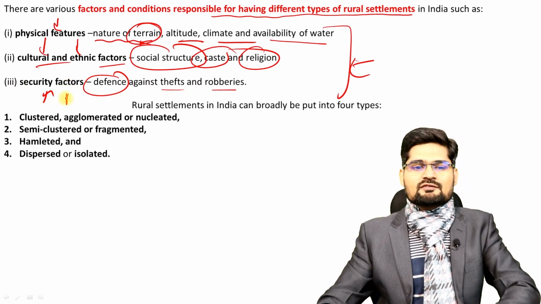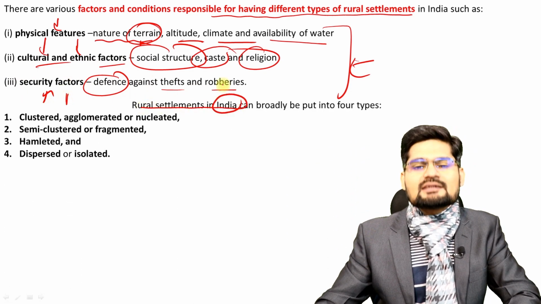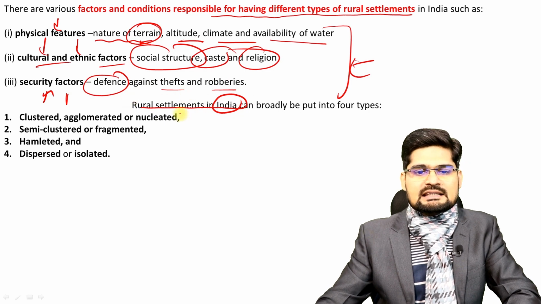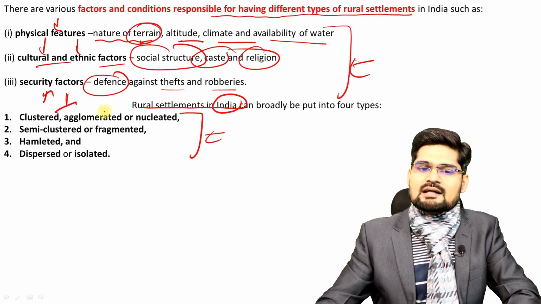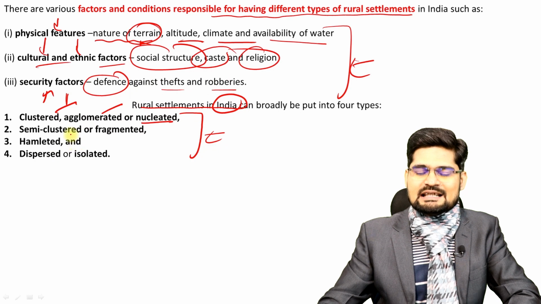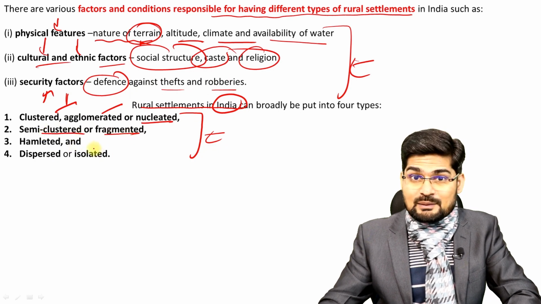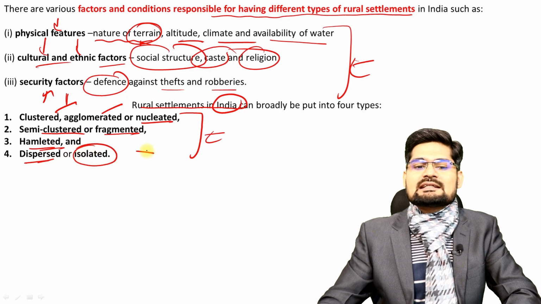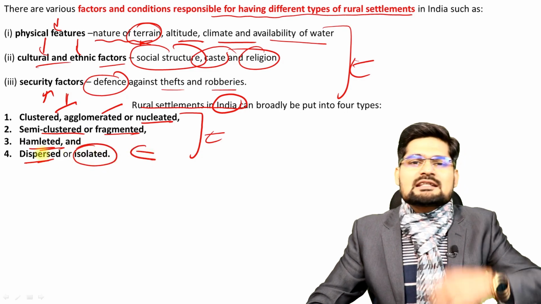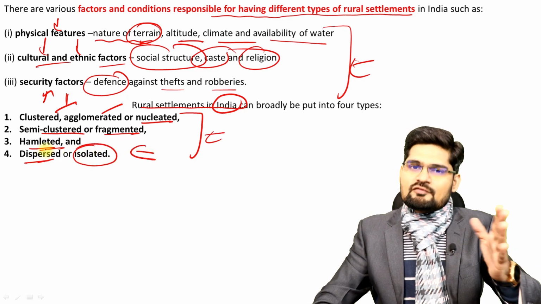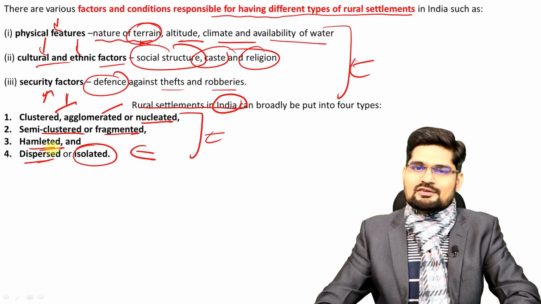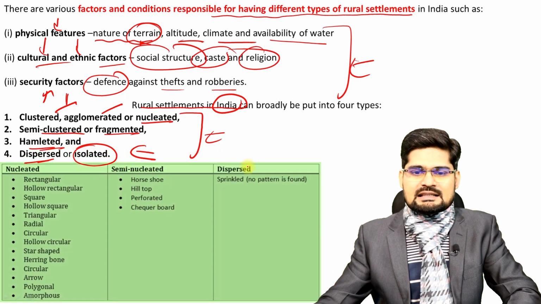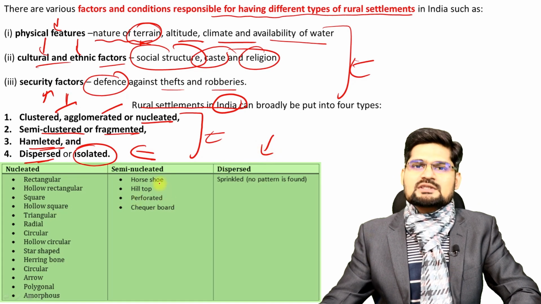Right? Then further, if you observe, rural settlements in the Indian context especially will have these kinds of settlements: clustered, agglomerated or nucleated, we say. Then we have semi-clustered or fragmented settlements. Then we have hamlets. Then you have dispersed or isolated settlements. Right? This is the same settlement hierarchy that we have been learning from the nature and scope of settlement geography till now.